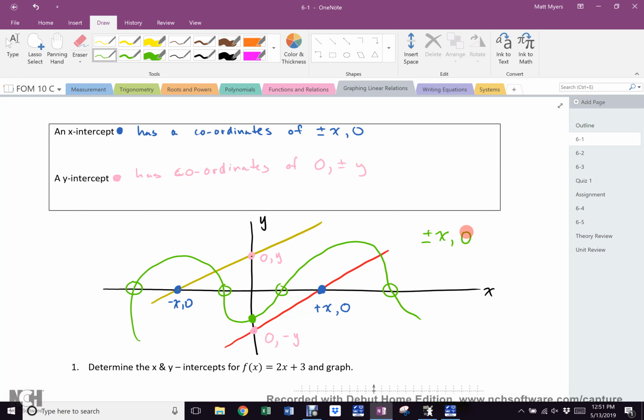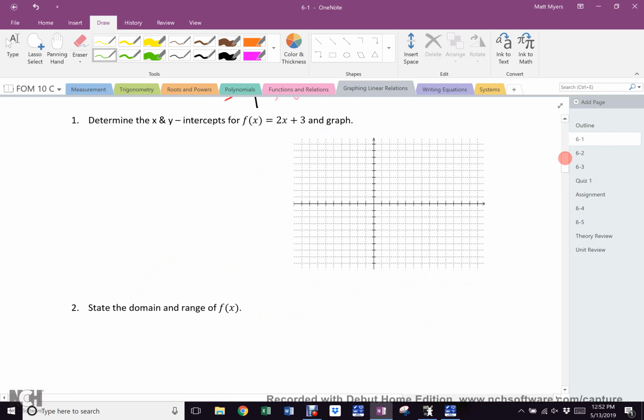What if I put a fraction in? Still x, 0. What if I put a square root in? Still x, 0. What if I put an exponent in? Still x, 0. When is the x-intercept x comma 0? Always. Do you understand? All right. Let us carry on then, cabbages.